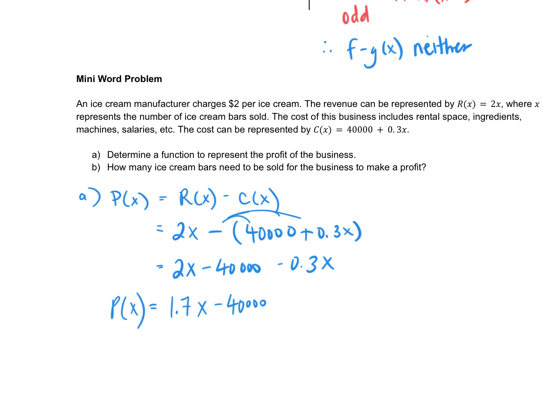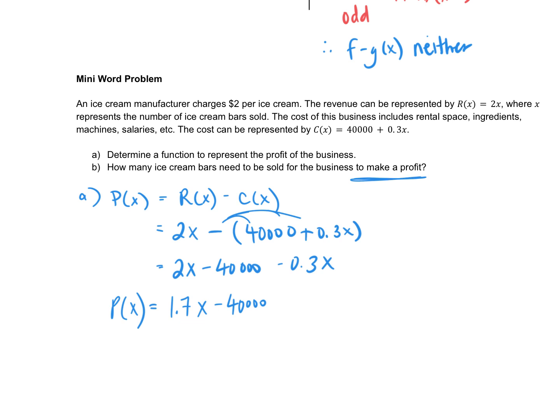And now I can answer any follow-up question I want. I just have to be careful. I have 3 separate functions here: profit, cost, and revenue. Make sure you use the correct one. How many ice cream bars need to be sold for the business to make a profit?